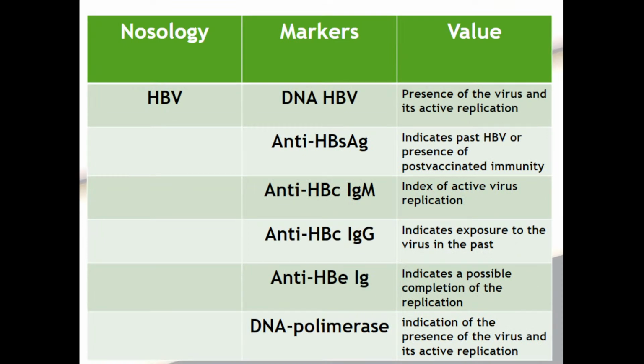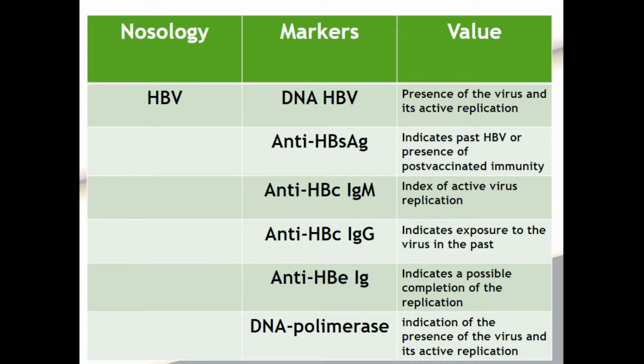DNA of hepatitis B indicates the presence of the virus and its active replication, in both acute and chronic forms. Anti-HBs antibody indicates past infection or post-vaccination immunity. Anti-HBc immunoglobulin M is an index of active virus replication, so it may be an acute period or a recurrence of chronic infection, a reactivation. Anti-HBc immunoglobulin G indicates exposure to the virus in the past.